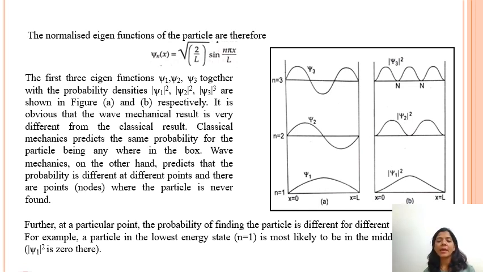Classically, the particle can be anywhere in the box. Wave mechanics, on the other hand, predicts that the probability is different at different points, and there are points where the particle is never found. Further, at a particular point, the probability of finding the particle is different for different energy states. For example, a particle in the lowest energy state is most likely to be in the middle of the potential well.